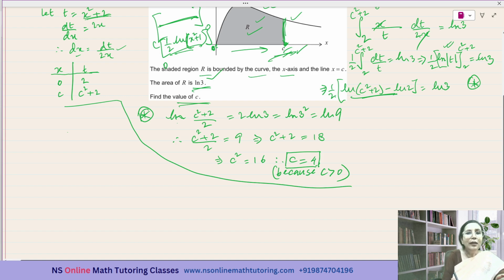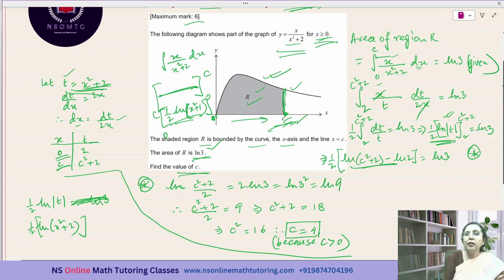For the SL people, we have come to this part. Okay. So this is half ln of t equal to ln of 3, and let me not write the ln of 3 at this stage because I have to put back the expression for t. It is half ln of x squared plus 2, t equal to x squared plus 2. And now I will be taking the original limits, 0 to c. Okay. Because these were the original limits.